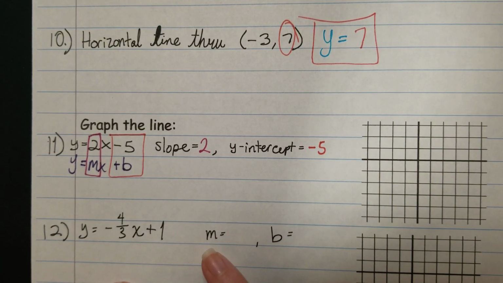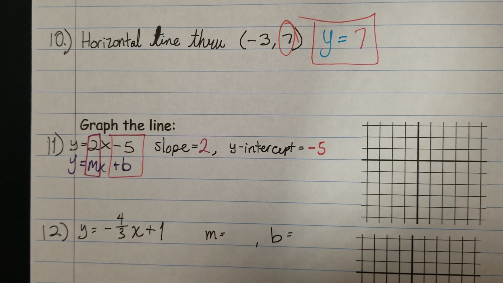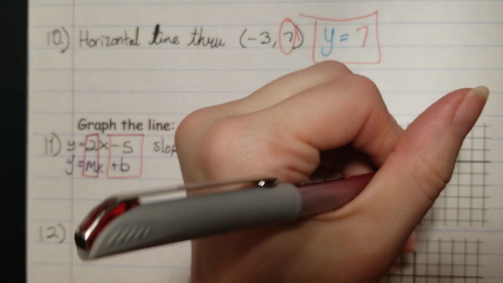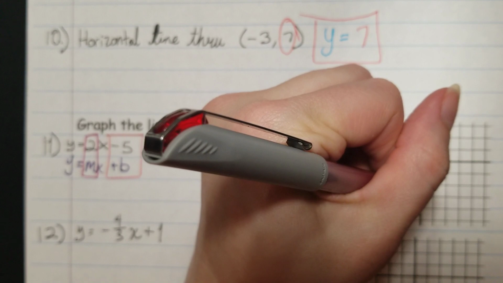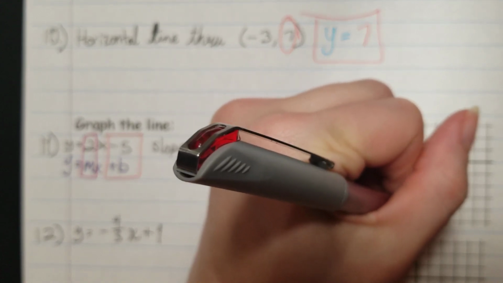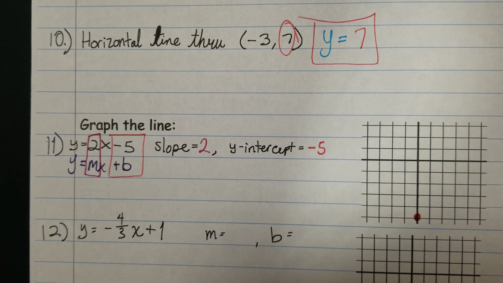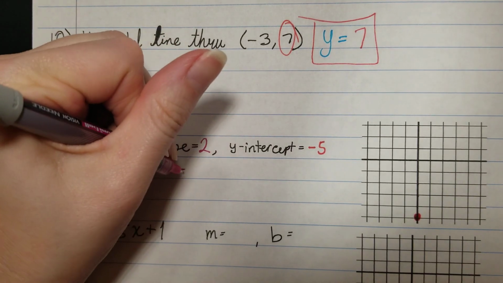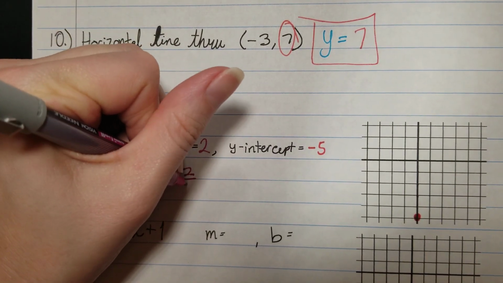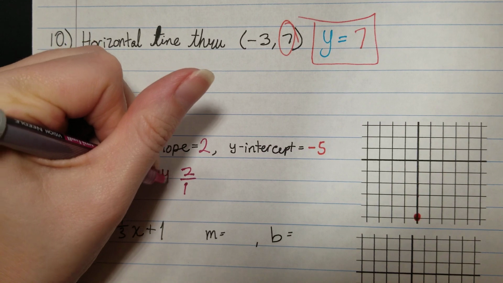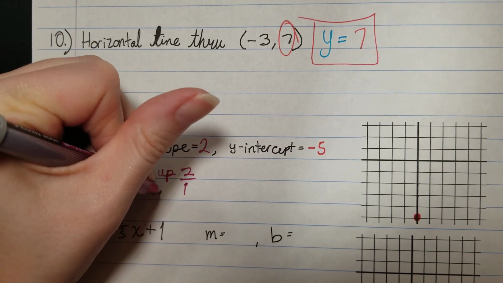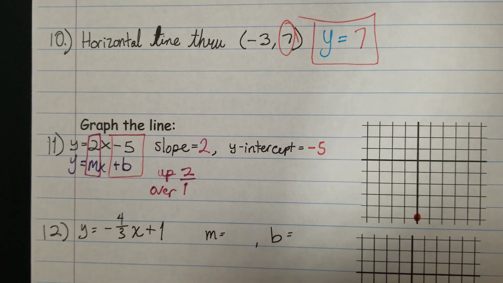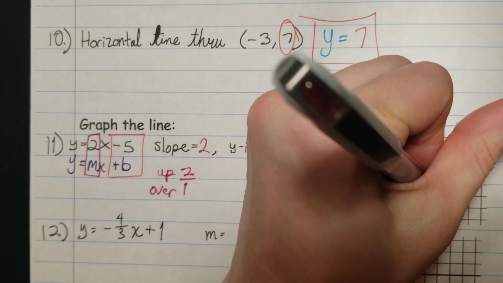So now whenever I go to graph it, the first point that I'm going to plot is that y-intercept at -5. So I'm going to put a point on the y-axis at -5. And now my slope is 2. So that's the same thing as 2 over 1. So in other words, I can go up 2 and over 1. So from a point that I already have, I go up 2 over 1.